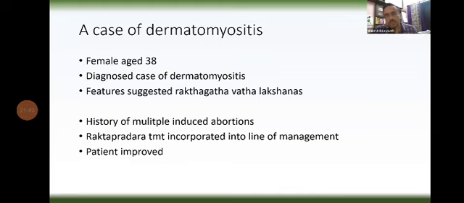So we considered Raktapradara as the insulting factor that initiated this pathology. So we gave Raktapradara Chikitsa and the patient started responding very nicely. Again, I am not claiming that we have cured the patient completely, but the patient started getting immense results. But this cannot be generalized so that every dermatomyositis is Raktapradara. No, it's not the case. In this given patient, we consider Raktapradara as an initiating factor. So this is the importance of identifying patient-specific nidanas. But what we usually do is we apply the nidana in the textbook onto the patient and we try to treat the patient accordingly. So that will not give you results.